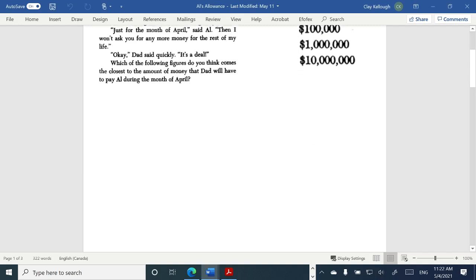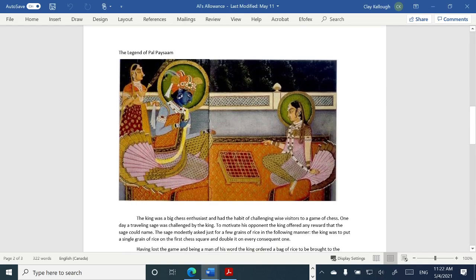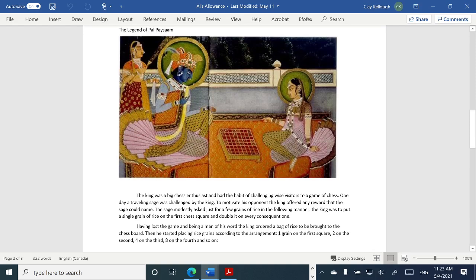That's L's allowance. And a similar story, and my apologies to anybody in the class here who is actually of Indian descent, and I am butchering a cherished fable from your culture, but I'm going to do my best here. It's called The Legend of Palpatine, and basically it's about a king who is a big chess enthusiast. He has the habit of challenging wise visitors to a game of chess, and one day a traveling sage, he didn't notice the guy was blue, but okay, a traveling sage was challenged by the king.